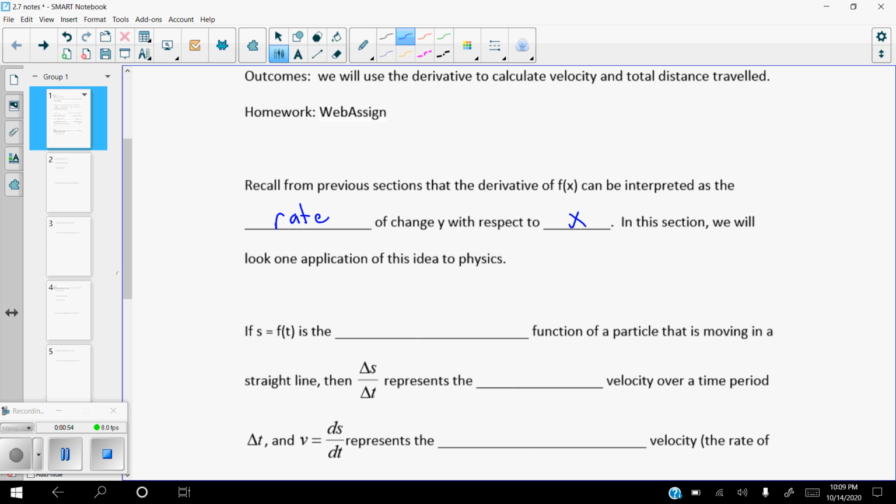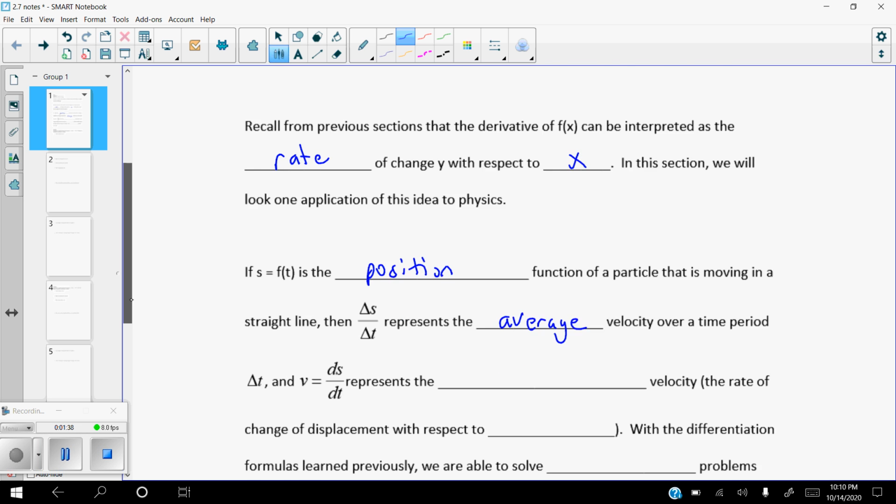So in this section, we're going to look at one of the applications of that idea as it pertains to physics. If s is f of t, the position function, of a particle that's moving in a straight line, then delta s over delta t, the change of s over the change of t, represents the average velocity. How does the position change over time? That's the average velocity over a time period.